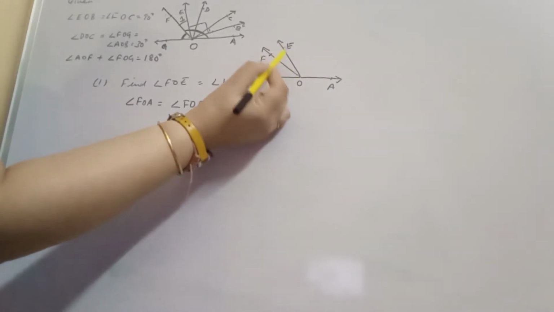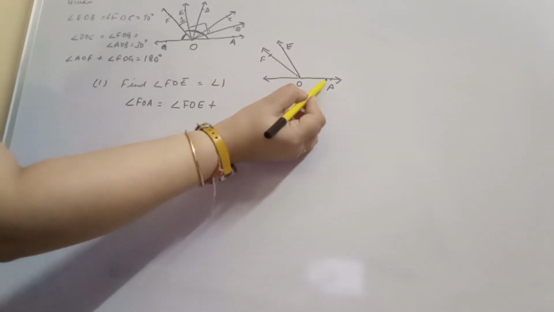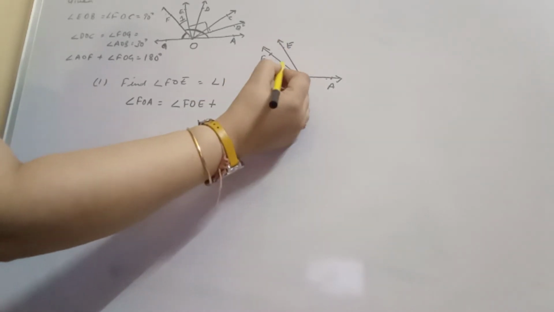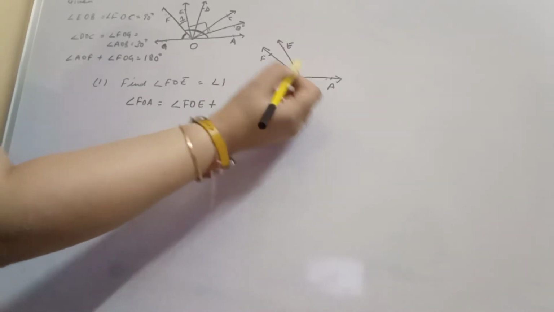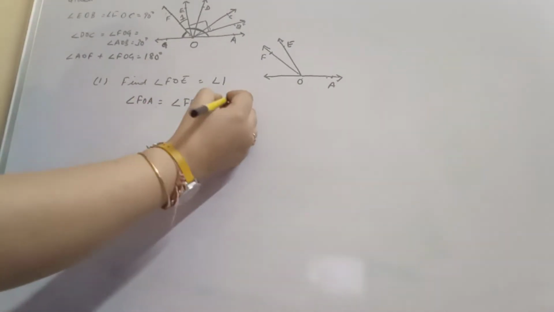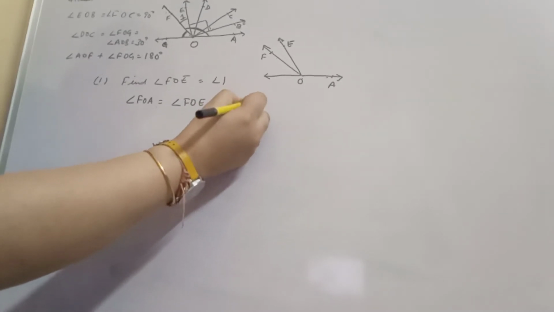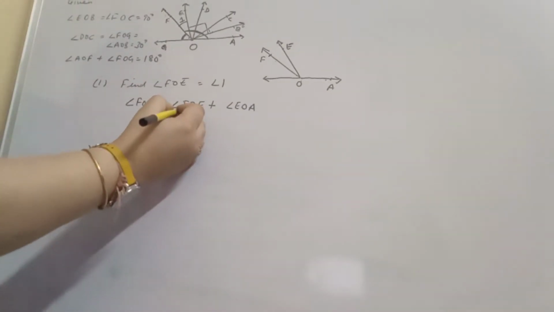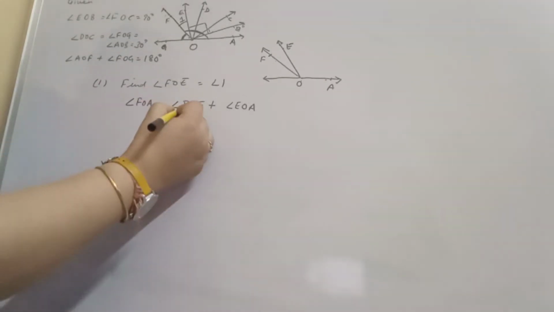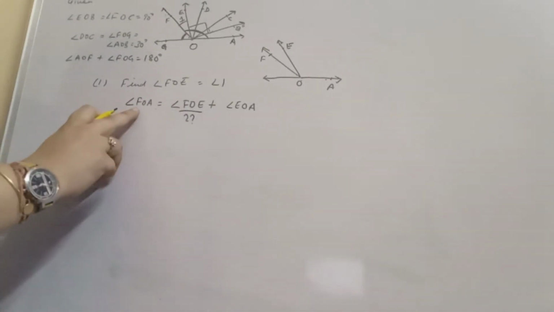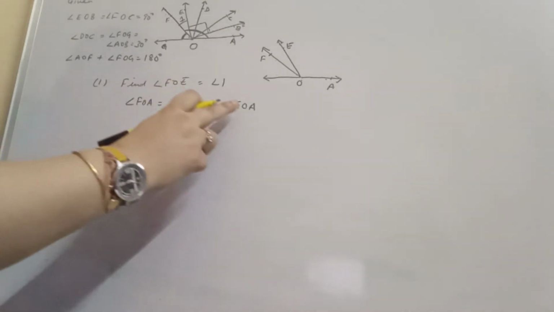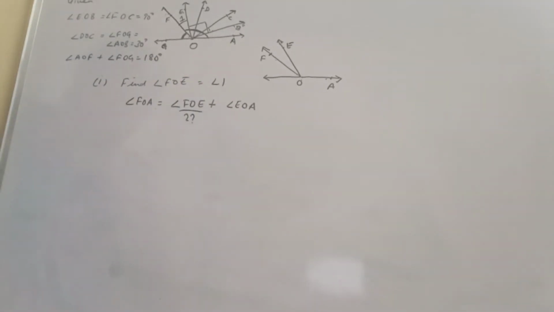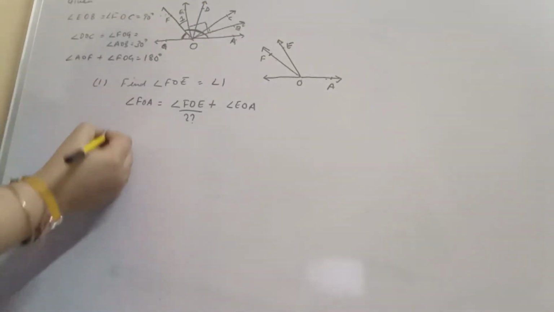You can see that EO is the ray between FO and OA. So definitely EO is dividing it into two parts. One is FOE and the other is EOA. So how can I write FOA? It is FOE plus angle EOA. What is angle EOA? Now FOE you have to find. So I should be able to know FOA and EOA. So what is FOA?